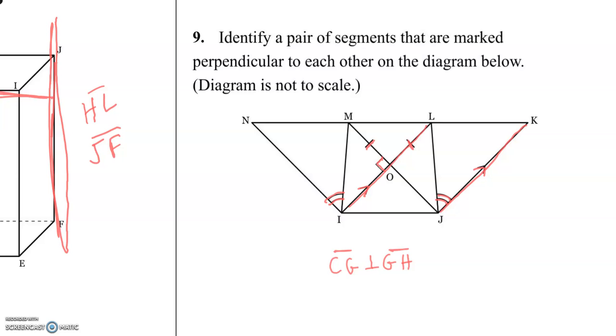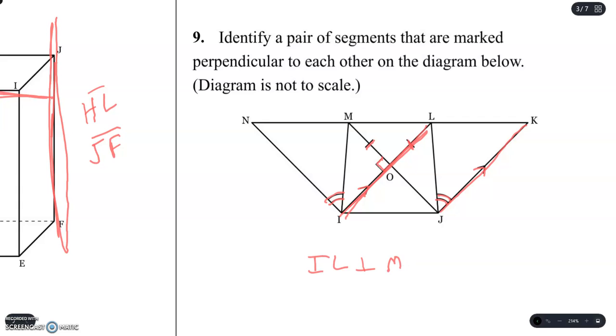I'm sorry, looked at the wrong one. Let's try that again. Let's try IL, which is this line. It's perpendicular to MJ, this line here, right where the square is. All right, and I did these out of order. That's what messed me up.